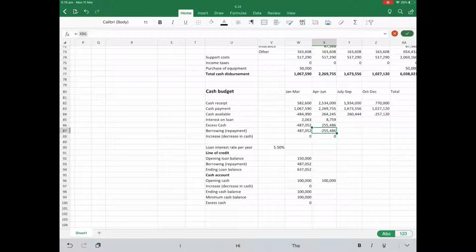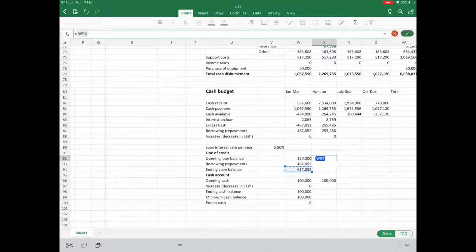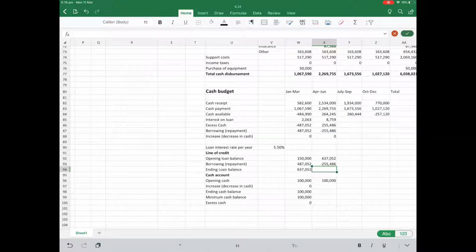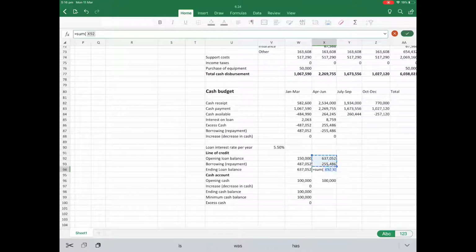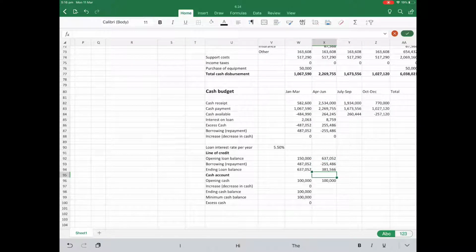That is 0. So basically we earn 255,486, but we have to repay the bank everything because we are owing more than $600,000. And the opening loan balance of April is the ending loan balance of March. And then we make the repayment of 255,000.